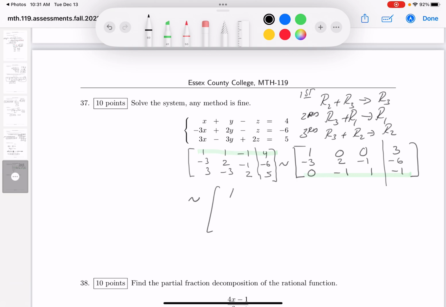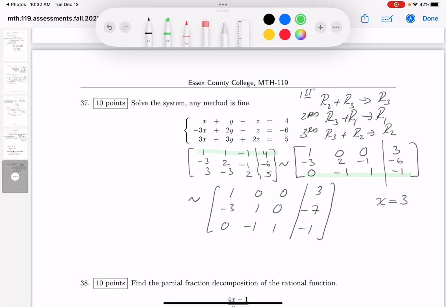So the first row is just 1, 0, 0, 3. The third row, 0, minus 1, 1, minus 1. Now if I did this row 3 plus row 2, I would get minus 3. I would get 1, because 2 plus minus 1 is 1. I get 0. And then I get, let's see, minus 7. All right? So I think I can do it now. And by that I mean x is 3.